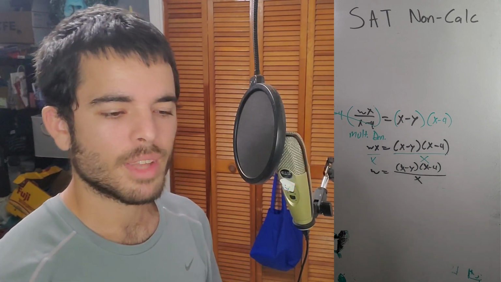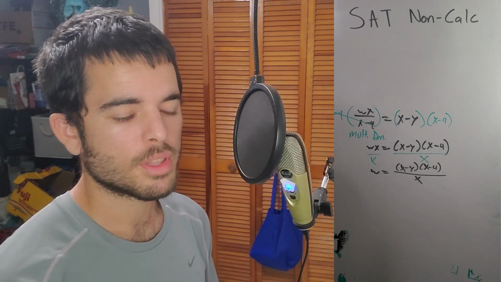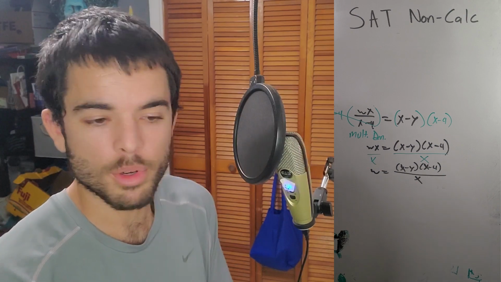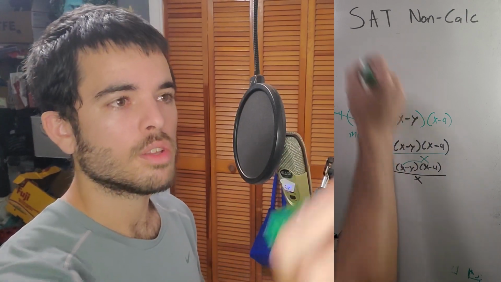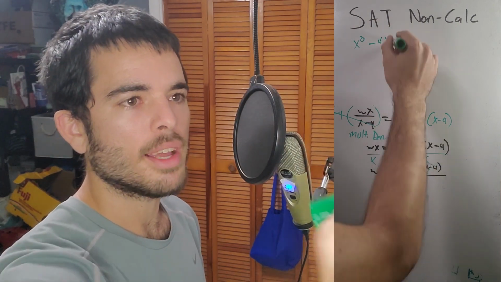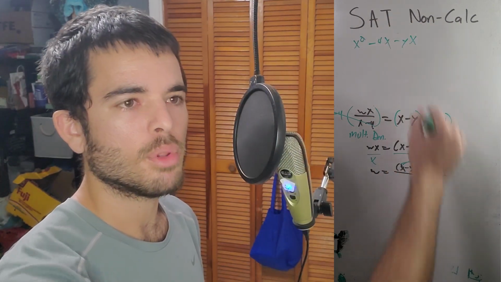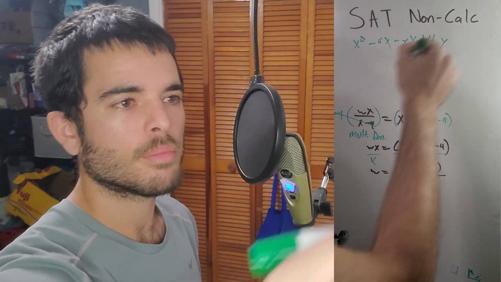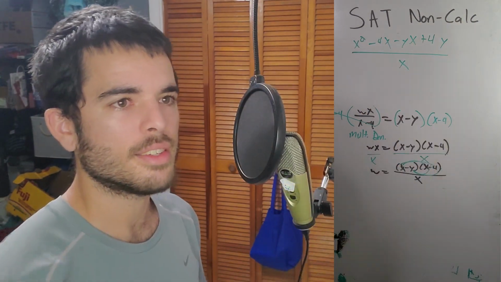When FOILing, I know it sounds kind of simple for those of you who are familiar with this, but I always draw the rainbows. I just always do. So we have x squared minus 4x minus yx, and then plus 4y. All that's going to be divided by x still.